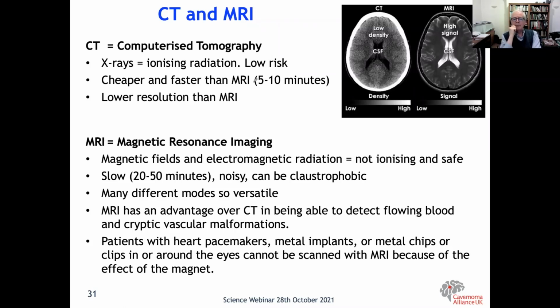Disadvantage: if you have a pacemaker, or metal implants, metal chips, anywhere, you can't be scanned with MRI because the magnetic field will take those and drag them into the big magnet, and that's rather dangerous if it's in the middle of your body. So here's a CT scan. It's got rather low density, it's got rather low resolution compared to an MRI, and we'll talk about those a bit more. That's just to show the difference.